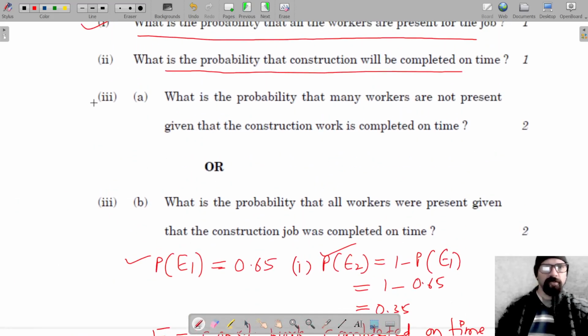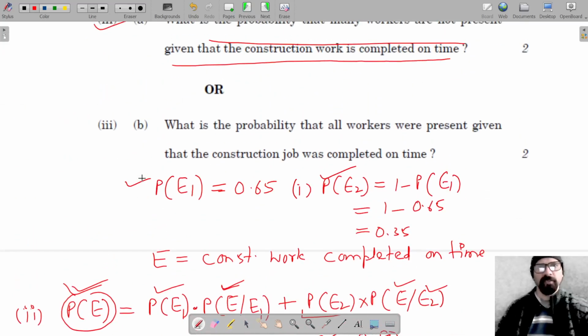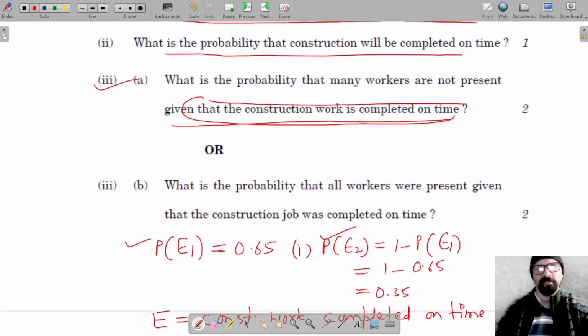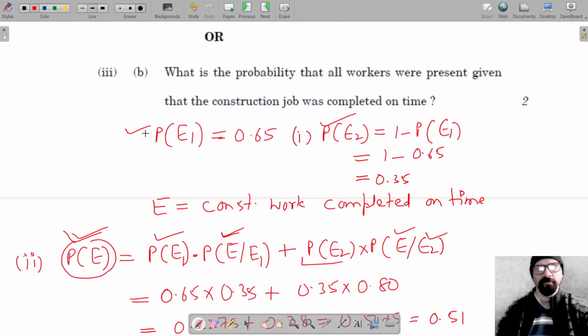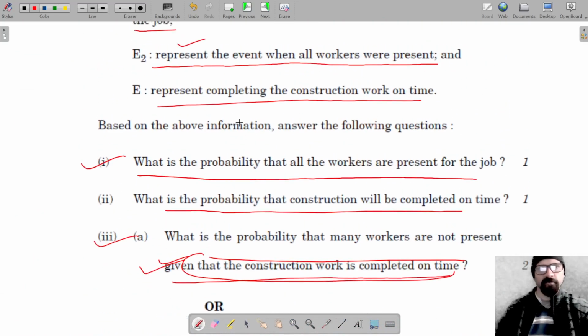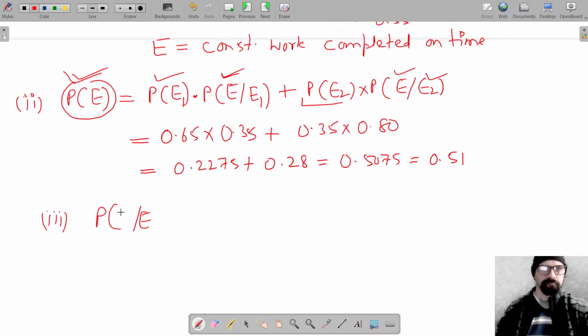Okay, now the third one: what is the probability that many workers were not present, given that construction work is completed on time? What is given is that the construction work is completed on time. So that is the condition: construction work is completed on time, and many workers are not present, which is E1. So we have to find E1 by E.